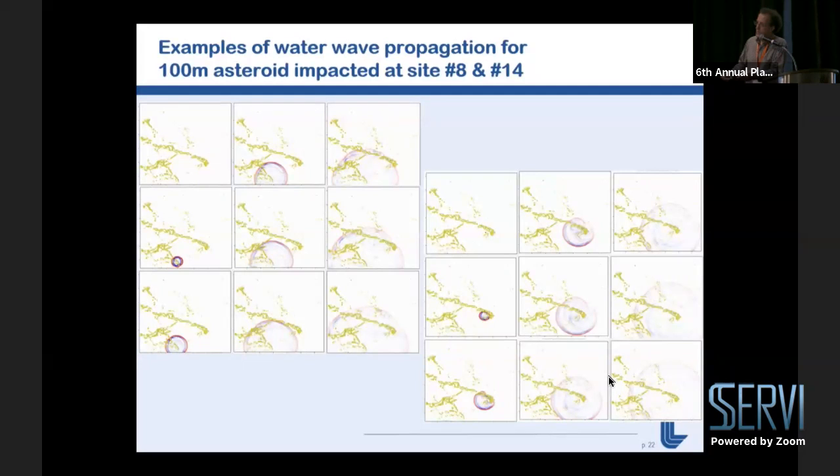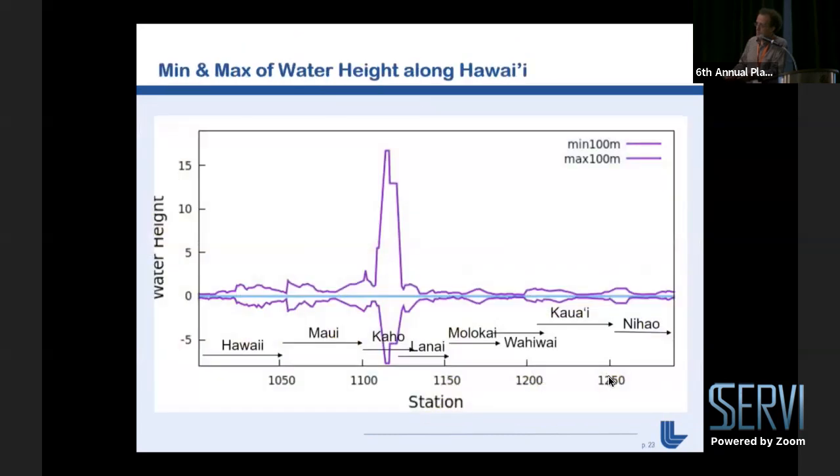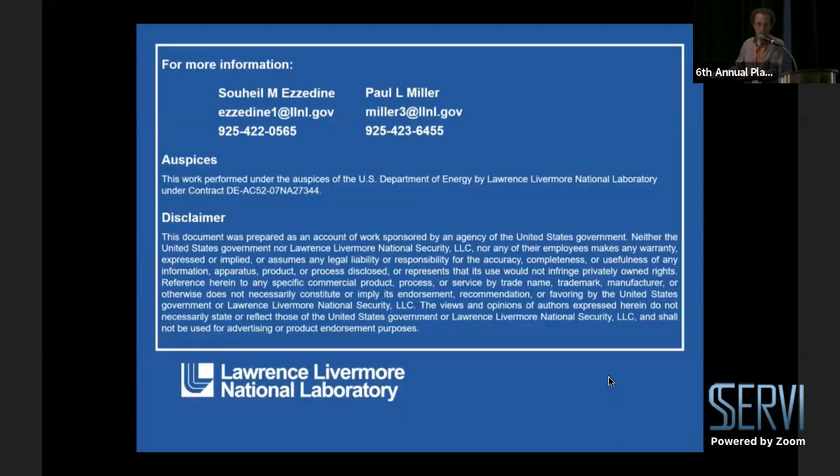Then we looked at the Hawaiian Islands, and this is a zoom around, I think, shot number 8 and number 14. And I did similar results. I'm not showing the 300, but you can reach water heights as high as 15 meters because those are very close to the Hawaiian Islands. So it's about location and bathymetry. That's what literally drives the water waves. Voila, and I will take any questions.